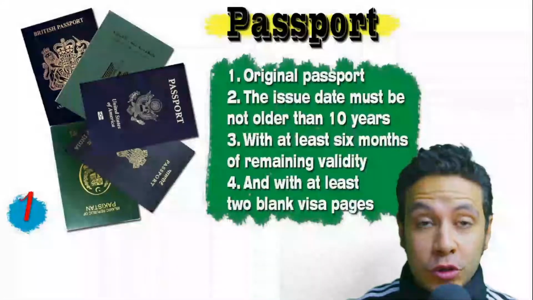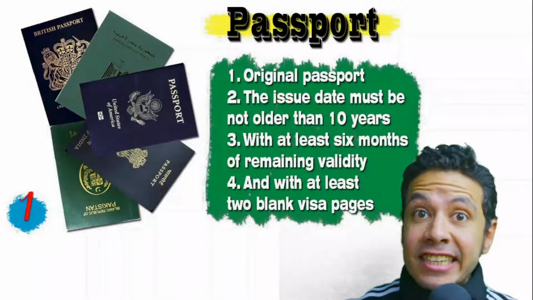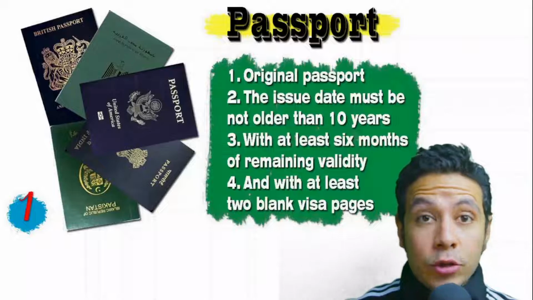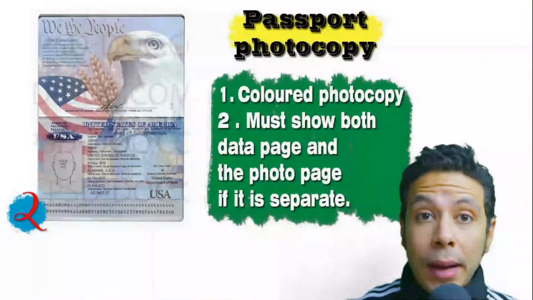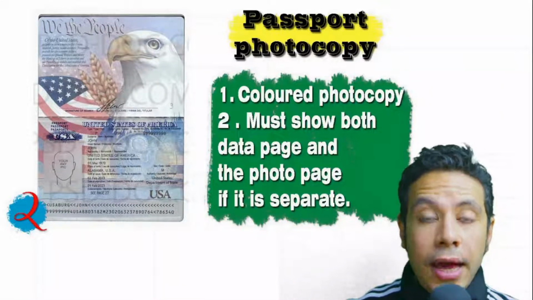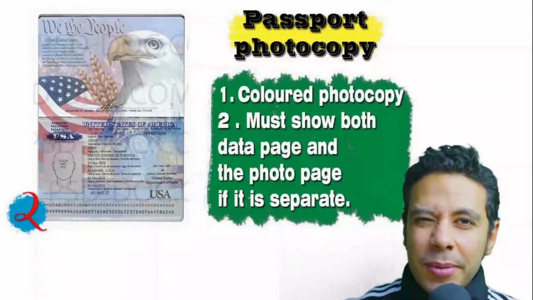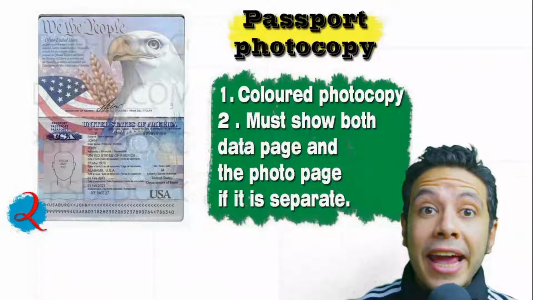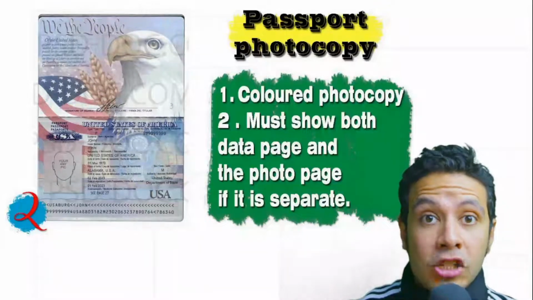So what are the required documents that you will need while applying for any visa? Speaking about your passport, it must be original, and it must not be older than 10 years, with at least 6 months of remaining validity, and with at least 2 blank visa pages for the stamps. In many cases, you will need also a passport photocopy. It might be 1 copy or more than 1, and it's preferred to be colored, and both data page and photo page must be shown if separated. In some cases, you might be required to photocopy every single page of your passport, but in general, only the data page and the photo page are the needed ones.